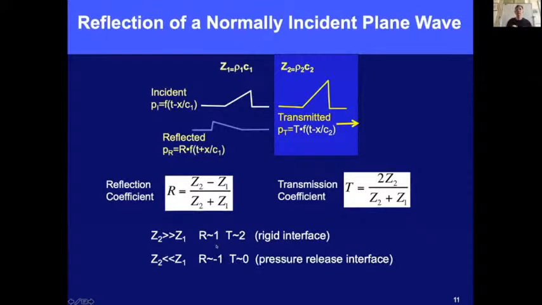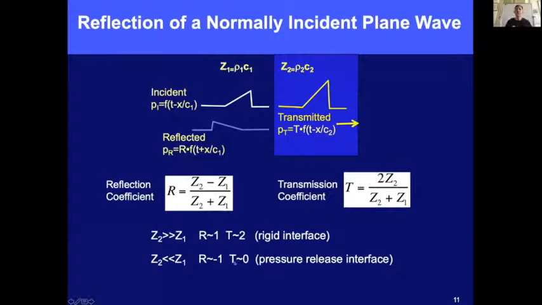In the second case, where Z2 is much less than Z1, for example going from tissue into air, if Z2 is small in comparison to Z1, the reflection coefficient is -1. So the reflected wave that comes back has the same amplitude as what came in, but it's been flipped upside down. So you get this phase inversion. And the transmission coefficient goes to 0. So there's no pressure in the second medium.